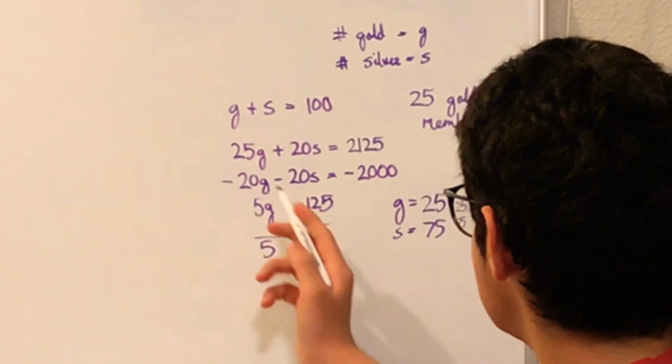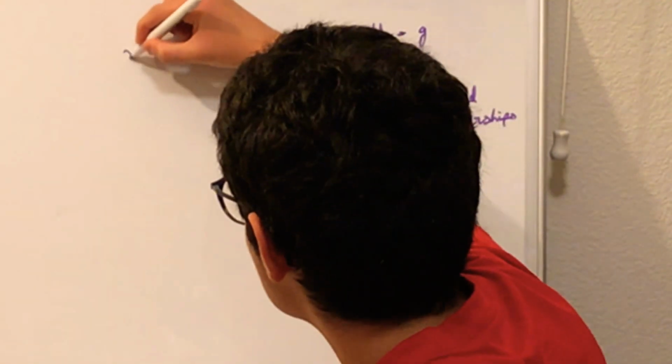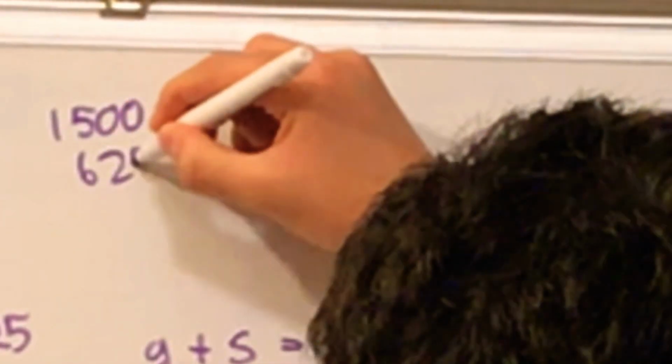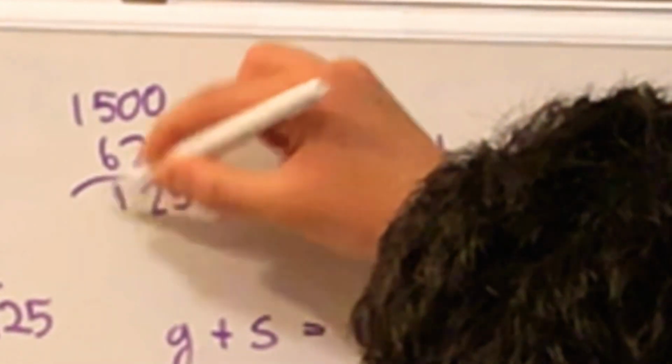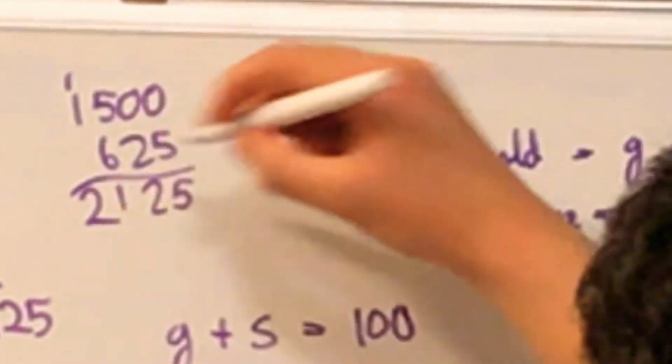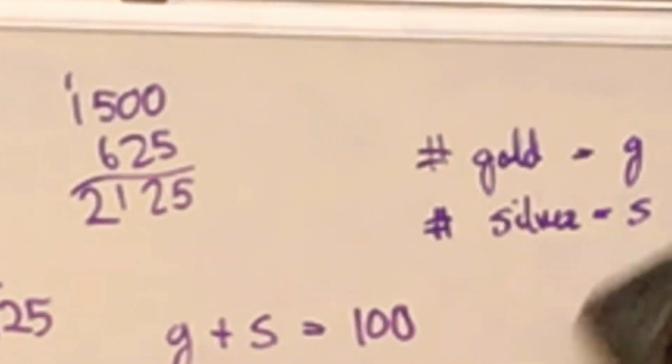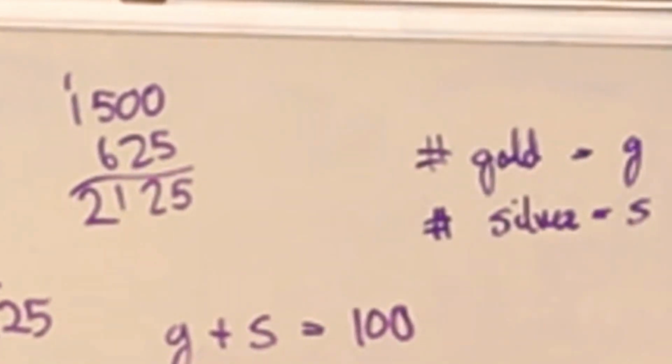What's 25 times 25? So 25 times 25, 1500 and 625. When we add them up, 5, 2, 1, we carry over a 1 and 2. So 2125, and this works. So that means this solution is correct. So there were 25 gold memberships sold. Okay. So if you solved this and you got that, good job.